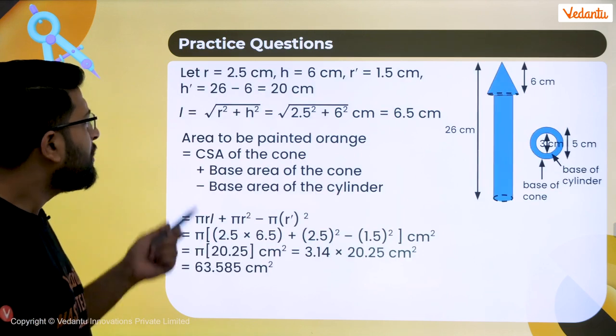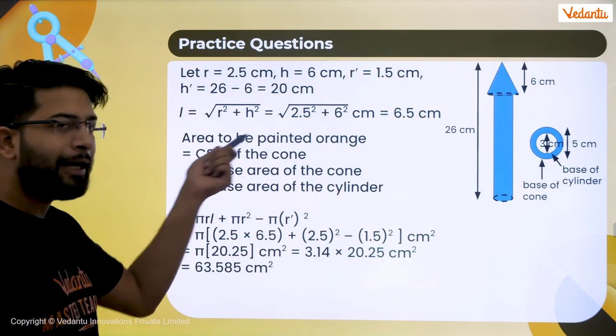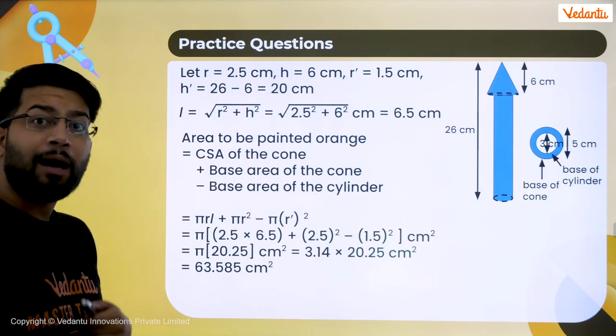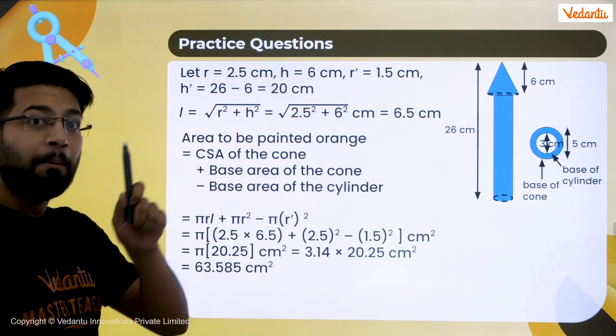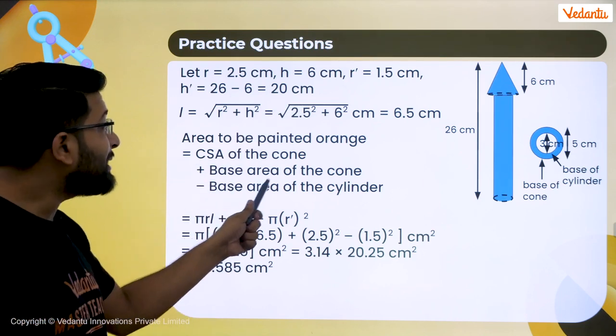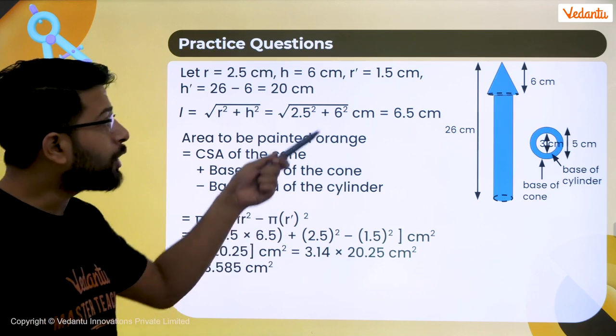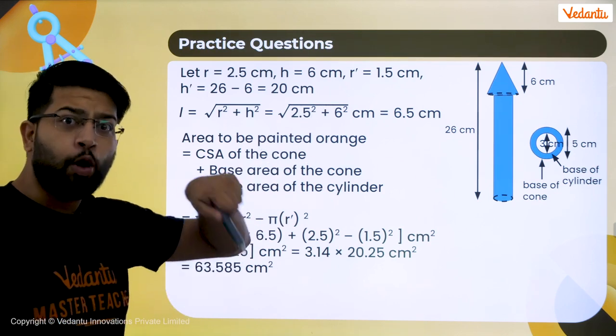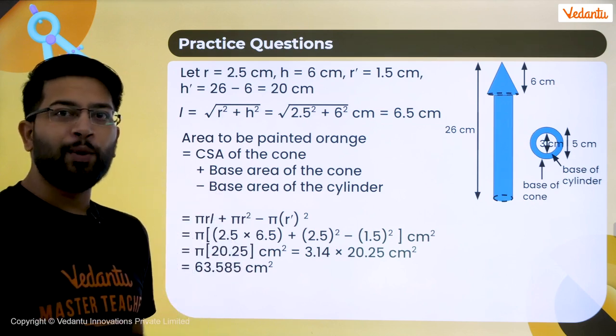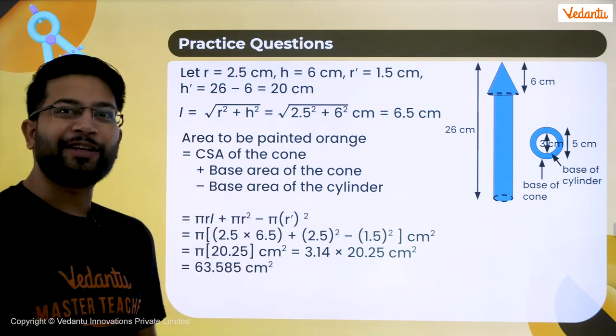So now, champ, we are painting the conical portion orange. So the area will be what? CSA of the cone, right? Minus the base area of the cylinder. Why? Because the top surface of the cylinder is with the cone. But we don't want to paint the top surface of the cylinder.